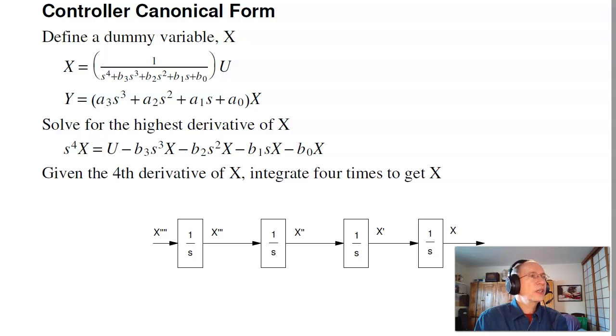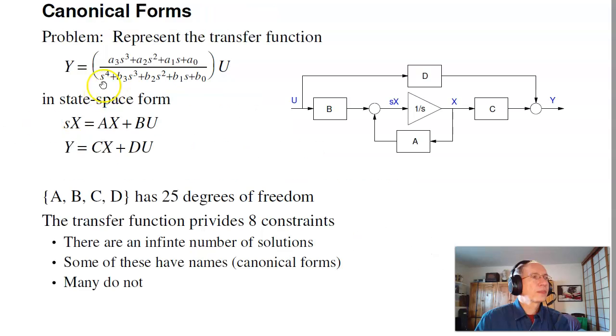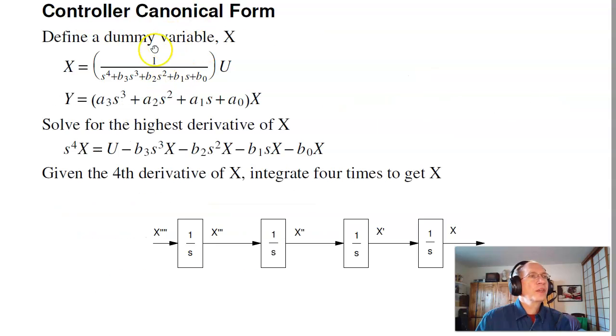So let's start with controller canonical form. If I have a generic transfer function, say of this form, to get a controller canonical form, do the following trick. First, let's define a dummy variable x. X is just 1 over the denominator polynomial. Then y is the numerator polynomial times x.